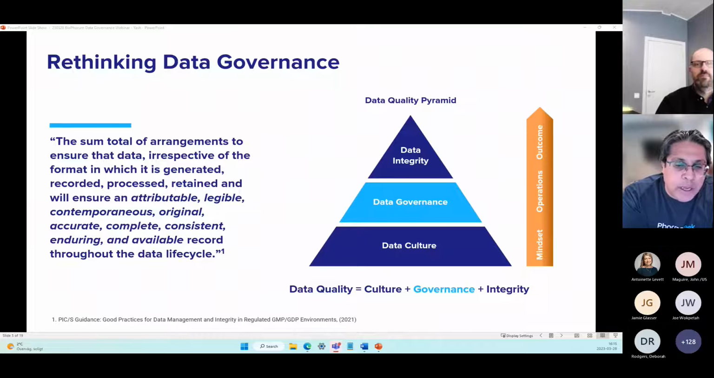And so data governance really needs to fit within this overall construct. We're just going to cover the data governance piece today, but we thought it was important to discuss the fact that it really is part of a more holistic discussion around overall data quality.